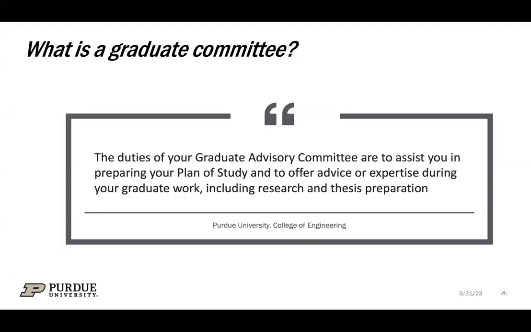So, what is your graduate committee? According to Purdue University College of Engineering, the duties of your graduate advisory committee are to assist you in preparing your plan of study and to offer advice or expertise during your graduate work, including research and thesis preparation. So what this means is that this is a group of 3 or 4 individuals, depending on if you are doing a thesis or a dissertation, that will help guide you in research specific areas or professional specific areas or academic specific areas, that will usually read your thesis or dissertation, give you feedback, help you along the way, plan your methods, things of this nature.